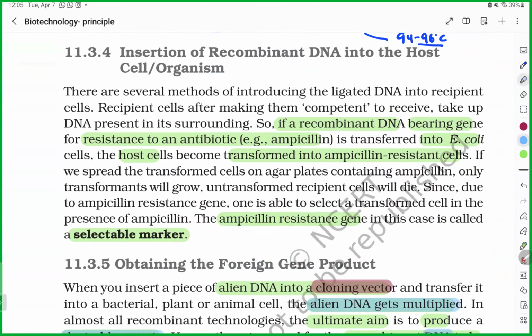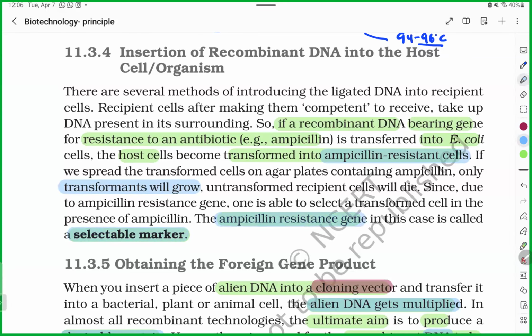Correct. So if recombinant DNA having an antibiotic resistance gene is transferred into E. coli, the host cell will become resistant to ampicillin. Suppose we have a recombinant DNA and this recombinant DNA has the ampicillin gene. If we transfer it into E. coli, the bacteria will become resistant to the antibiotic, because we have now introduced the antibiotic resistance gene. So the transformants, in which it has entered, will survive in ampicillin, and the non-transformants will die, right? So we get the idea of which is a selectable marker. So the ampicillin resistance gene is the selectable marker in this case, right?